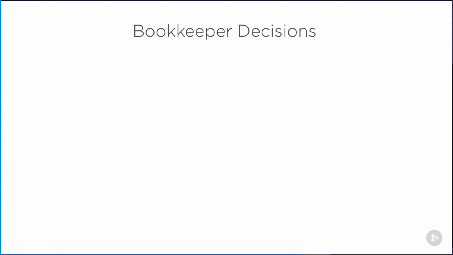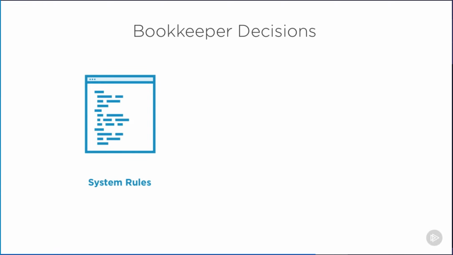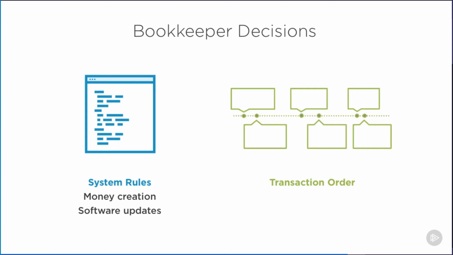Now, why would bookkeepers ever disagree about anything? Why are decisions even necessary? The bookkeepers need to reach consensus on fundamental aspects like when and how money is created, but also more mundane issues like regular software feature upgrades and fixes. The decentralized nature of the network also necessitates decisions about transaction order.